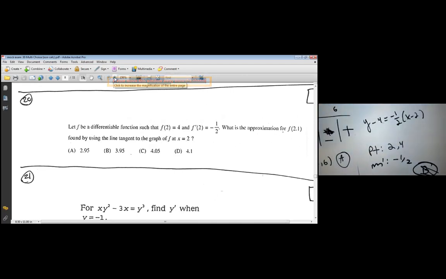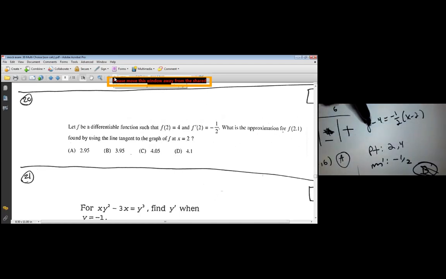Yeah, exactly. And then I just solved for y. So I distributed the negative, I believe. Then I plugged in, I think I plugged in 2.1. There you go. Now that would definitely work, because now that is your tangent line.